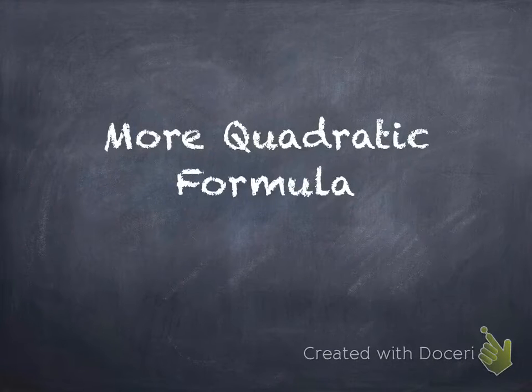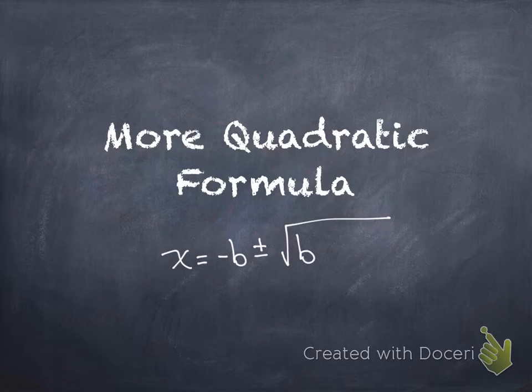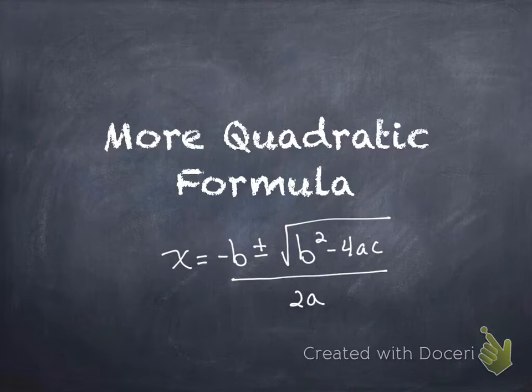So now I'm going to do a few more examples with the quadratic formula. If you were in class, I would have you memorize this. You should know that x equals negative b plus or minus the square root of b squared minus 4ac, all over 2a. All right, so we're going to apply that to a few more problems.